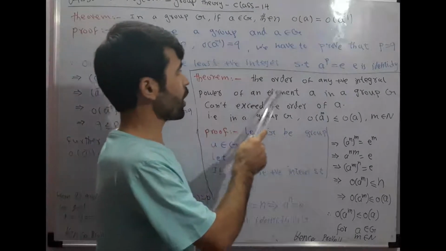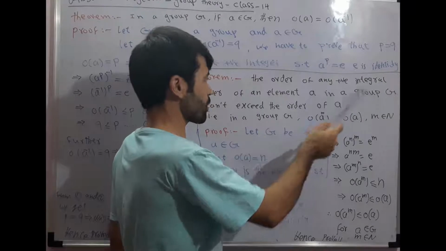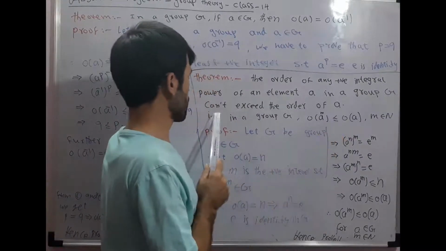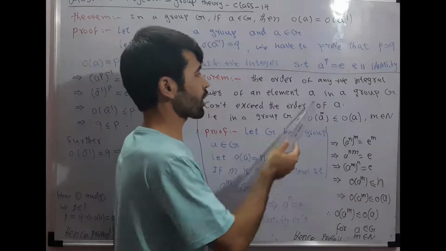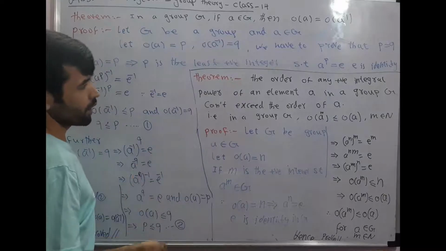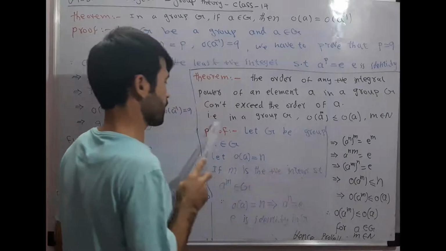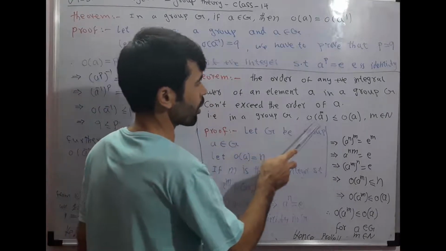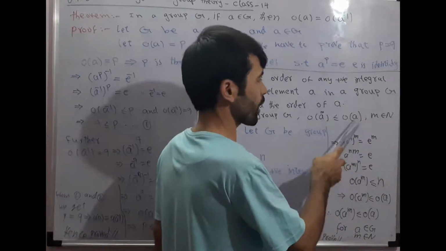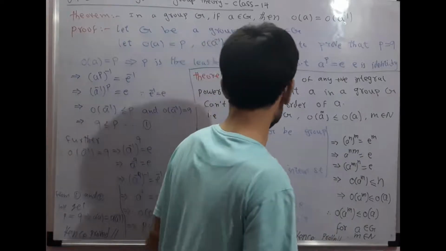Next theorem: the order of any positive integral power of an element a in a group G cannot exceed the order of a. It will be equal to or less than the order of a. That is, in a group G, the order of a to the power m is less than or equal to the order of a, where m belongs to the natural numbers.